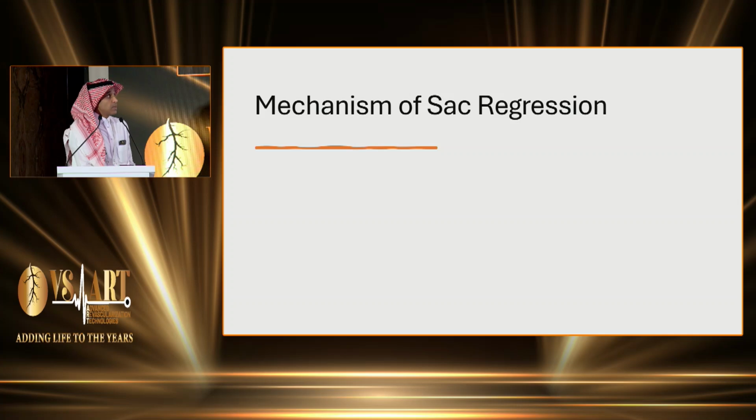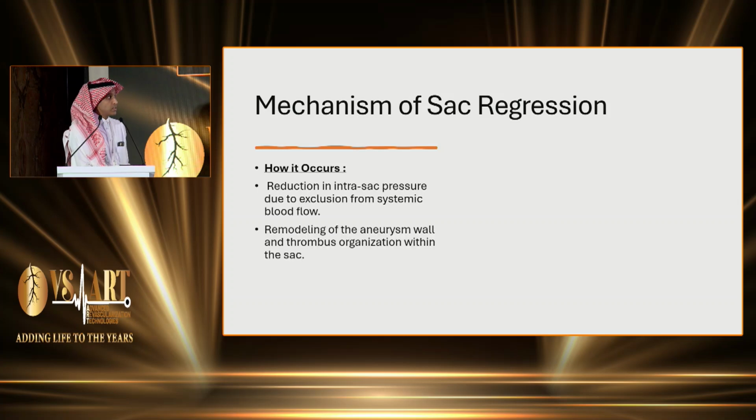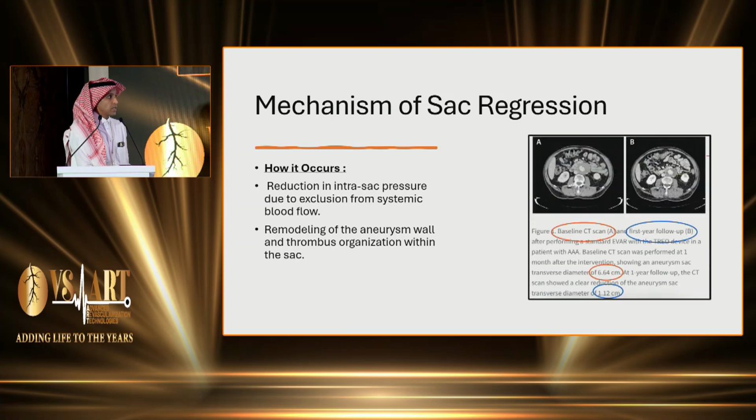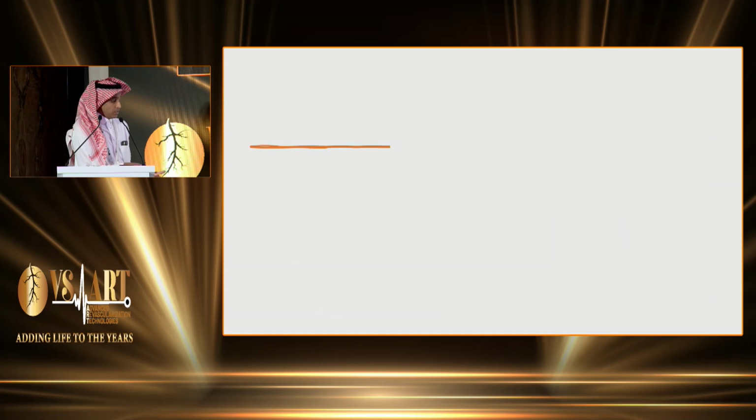The mechanism of sac regression occurs by reduction in the intra-sac pressure due to exclusion of the systemic blood flow, and this also leads to remodeling of the aneurysm wall and thrombus organization within the sac. One of the literature sources showed that sac regression decreases the sac by almost 1 centimeter.